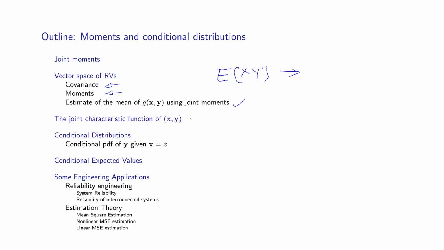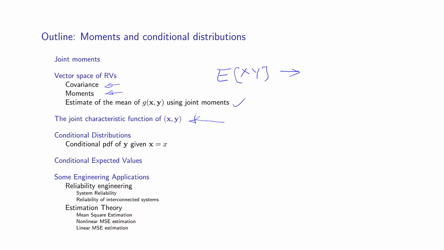Then we will learn about the joint characteristic function. A characteristic function, one of them, is just the Fourier transform of the joint distribution. So the characteristic function characterizes the joint distribution of random variables because there is a one-to-one relationship between them, and we'll learn other kinds of characteristic functions like the moment generating function and so on.